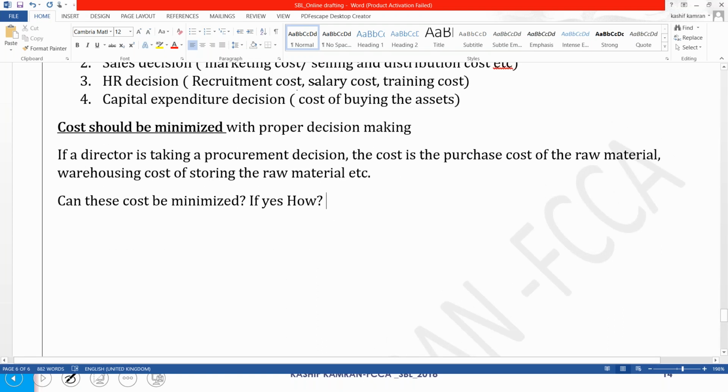If a director is taking a procurement decision, he wants to buy raw material for the next 6 months. The cost to be incurred is the purchase cost of the raw material, warehousing cost of storing the raw material, etc. You cannot avoid this decision, right? This is an important decision, but can the cost associated with this decision be minimized? We cannot avoid the cost. Can we minimize the cost? If you think yes, can you give me some good solutions? See, do a role play. Suppose you are a procurement director. What will you do? How would you minimize the cost? Give me your suggestions quickly.